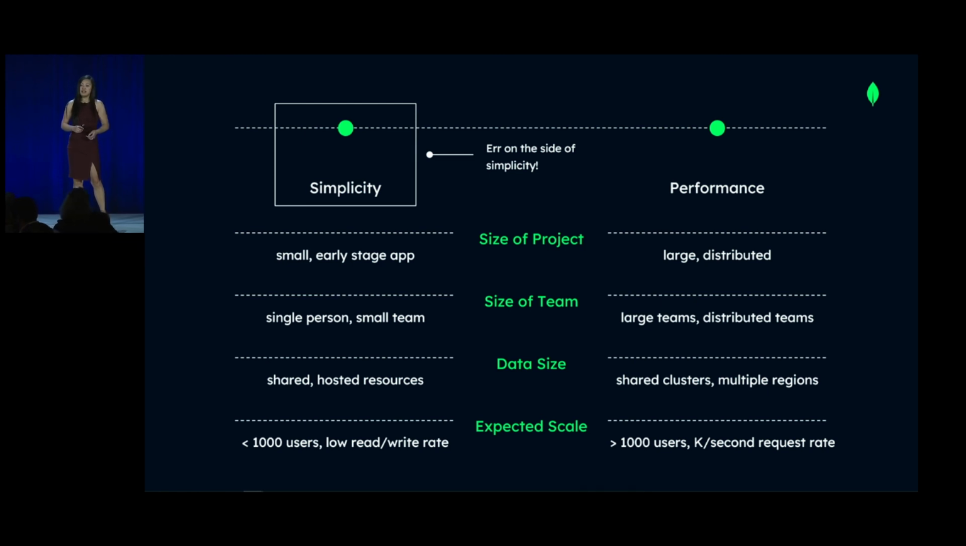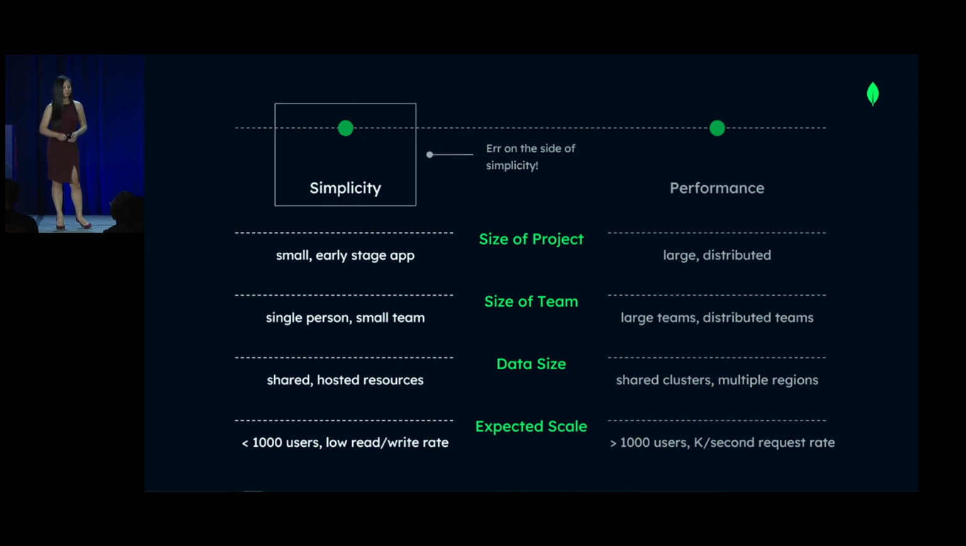If you are on the other end of the spectrum and you are on a larger project, you have a distributed application, a larger team, you're on a global scale, you're in multiple regions, and you're dealing with thousands of requests per second, then yes, performance is something you can start to consider. Performance is something that you can start to say, this is what we should be modeling for. We're done with being simple.